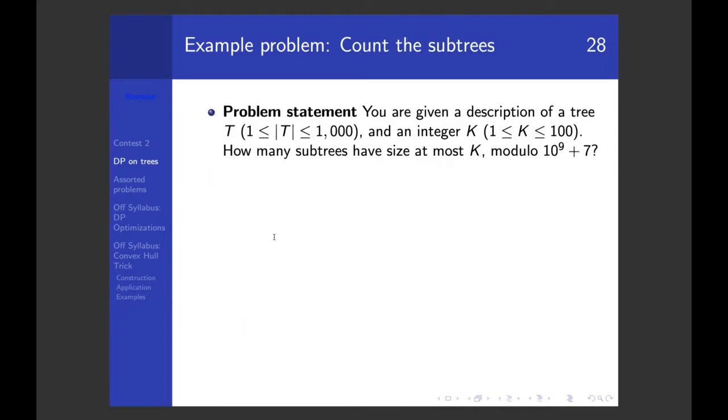In this problem, you're given a tree, so all the edges on that tree. You're also given an integer k. The question is just how many subtrees have size at most k? You have to calculate this modulo 10 to the 9 plus 7. What that means is if there's 1,000 such subtrees, you output 1,000. But if there's 1,000,010, that is 10 to the 9 plus 10, you output 3.